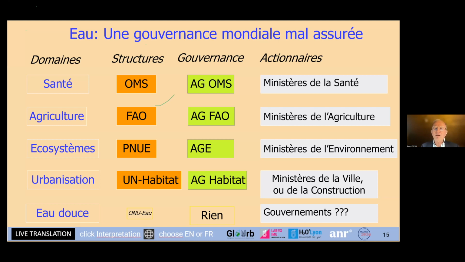Now, in these agencies, who do you have? You've got states, representatives from states, but the decision makers are not always the same. For the WHO, it's the ministers of health. For the FAO, it's ministers of agriculture. For the habitat, it's those in charge of equipment and construction works. For the UN, there's no political coordination when it comes to water specific decisions.